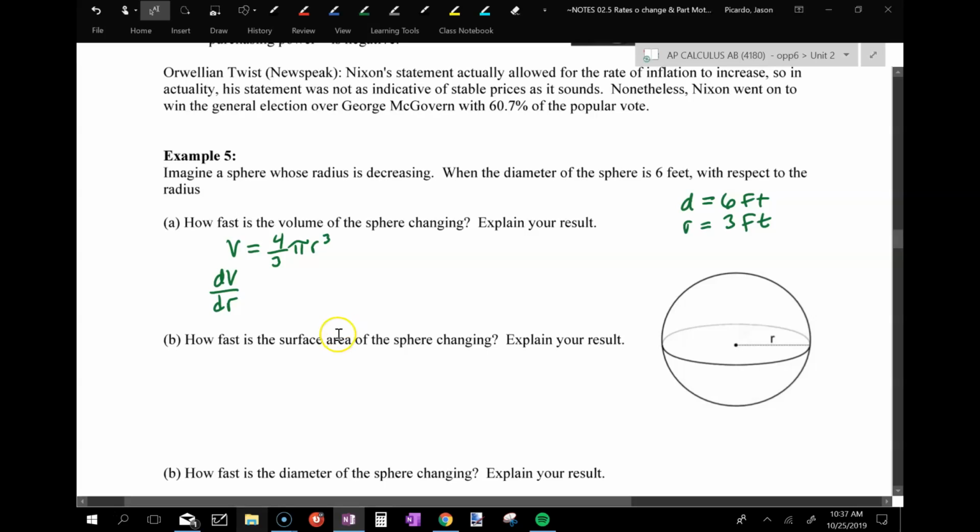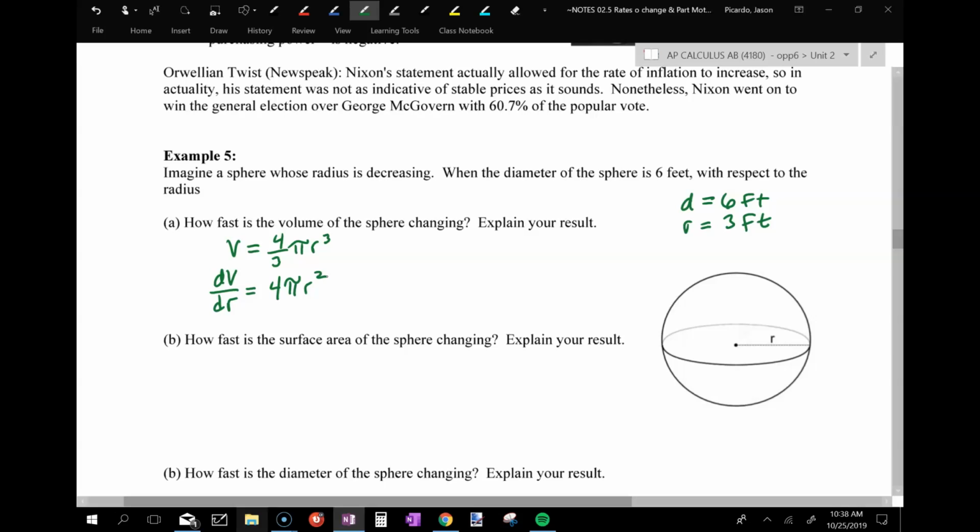So what would be the derivative of this function? Well, this is an r cubed, right? Everything else is a constant, right? So it's just a power rule. So it's just going to be 3 times 4/3 pi. What happens to 3 times 4/3? It just becomes 4, right? So this becomes 4 pi r squared, right?